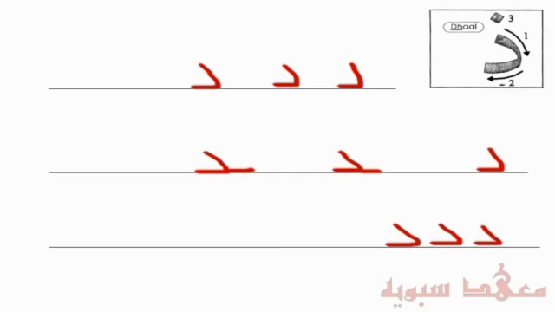Now with the dhal, it's exactly the same as the dal with a dot on top. So each of them will have a dot. And we obviously write the dot after we write this part here. So dots will always be put after.